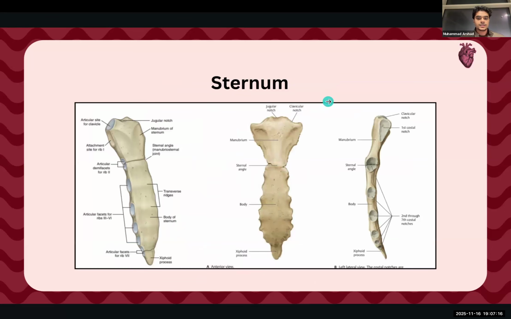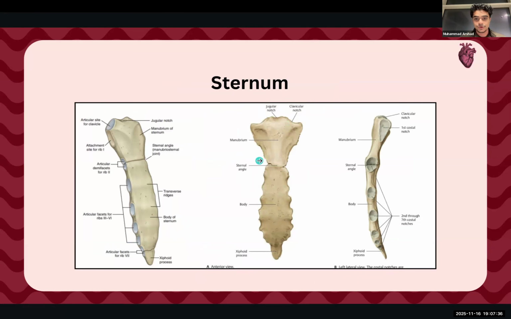The first, and honestly maybe the highest yield bone that we need to be looking at, is the sternum. So what is the sternum? Where is it located? It's going to be located anteriorly in the chest wall. And what is the structure of the sternum exactly? There's a couple of different key features that we need to look at.